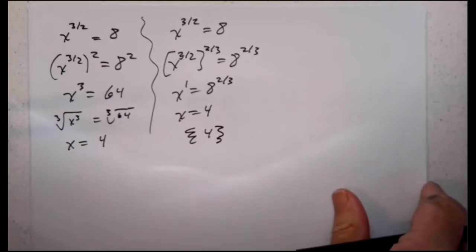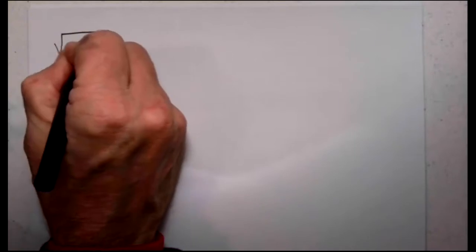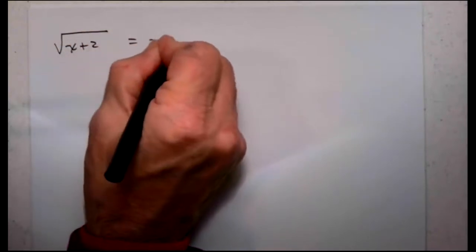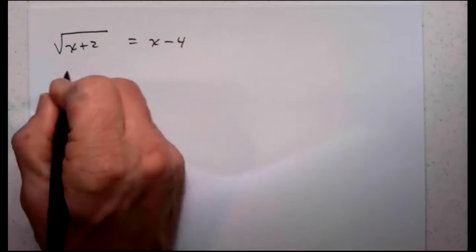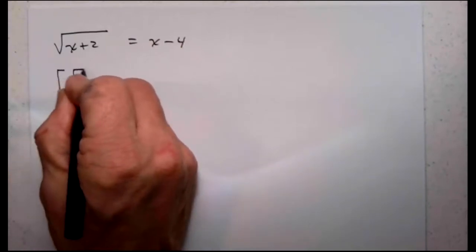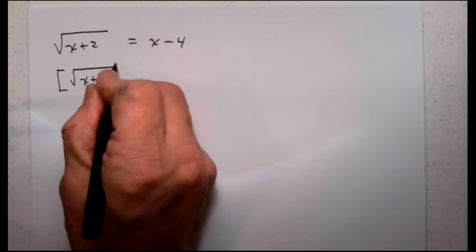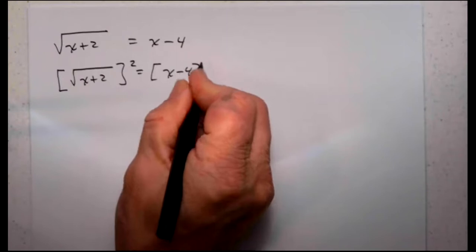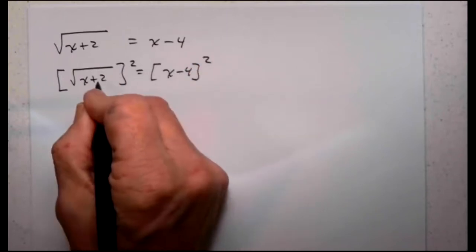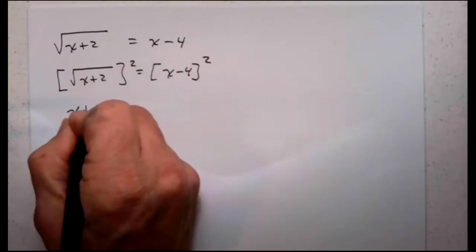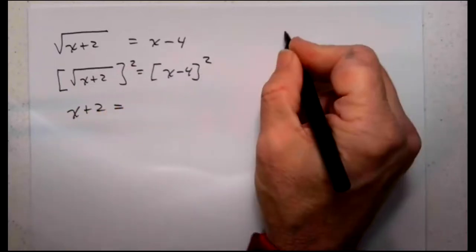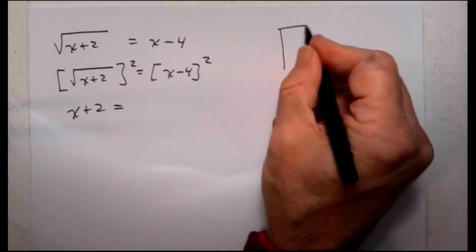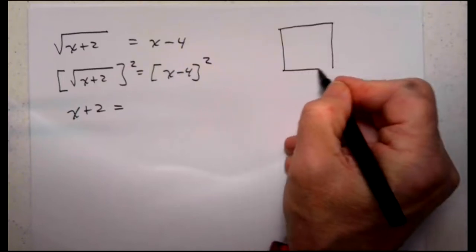Okay, next we have square root of x plus 2 equals x minus 4. Square root of x plus 2 equals x minus 4. We're going to square both sides. When you do that, be careful, because when you square both sides, you may be introducing what we call extraneous roots. So if I square both sides, the square root of x plus 2 squared is just x plus 2. Whereas x minus 4 squared means x minus 4 times x minus 4. So let's multiply that out.